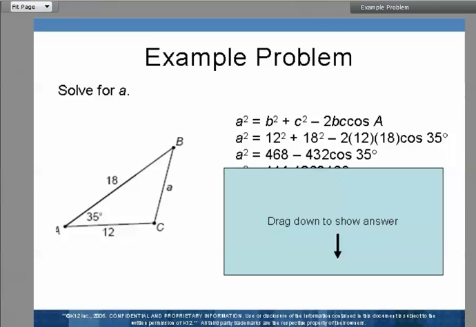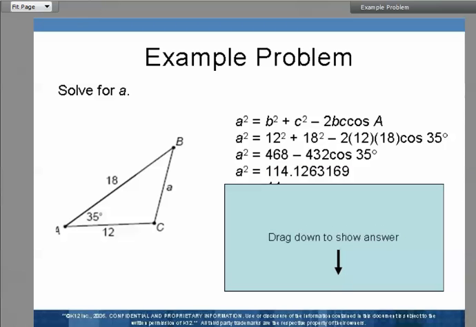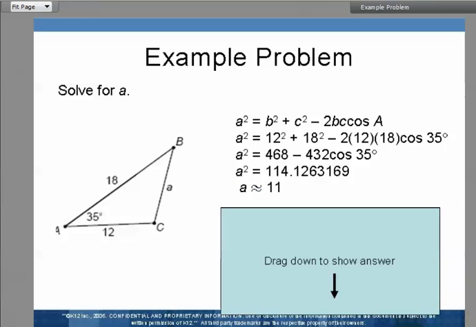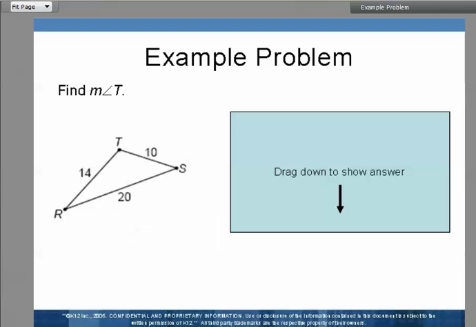Well, 12 squared plus 18 squared, that's 468. 2 times 12 times 18, that's 432 times the cosine of 35. When I take the cosine of 35 and subtract that from 468, I get 114.1263169. I take the square root of that, and I get almost 11. 11 squared is 121, so it's just almost 11, isn't it? That didn't seem that difficult to do.